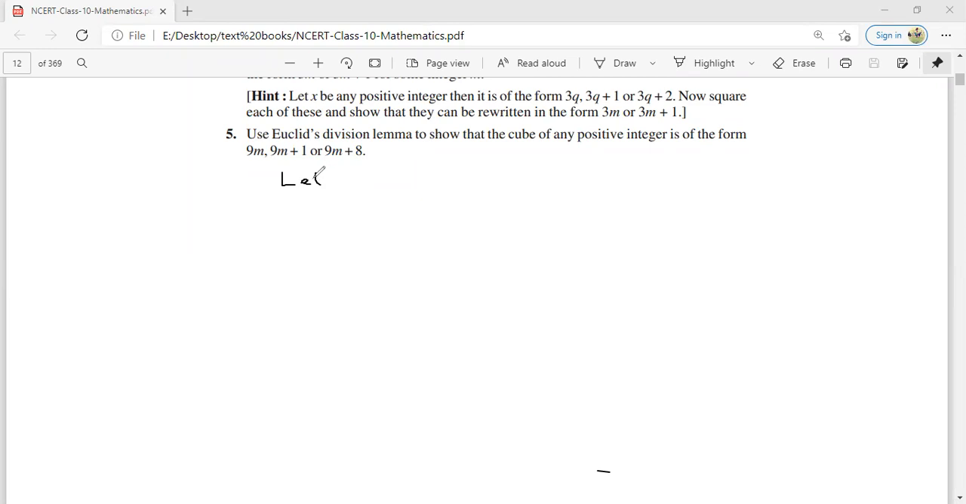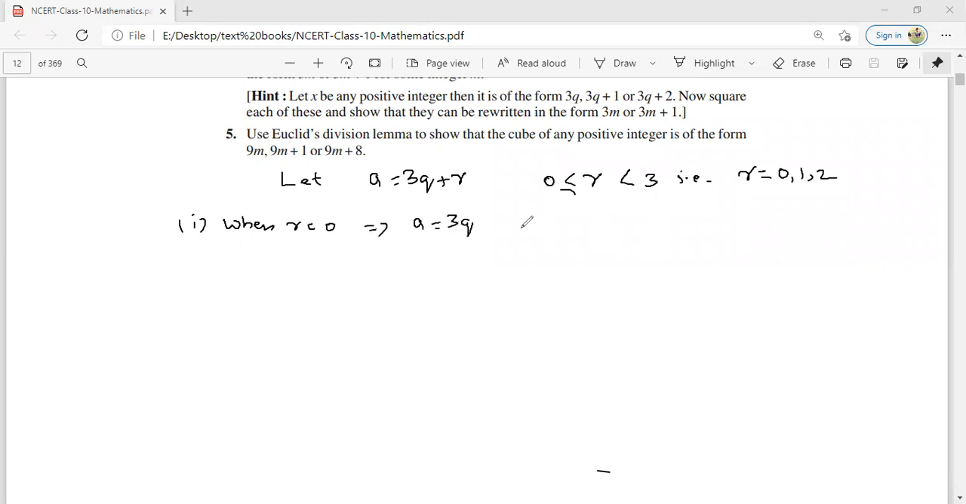Question number 5. Let A is equal to 3Q plus R. Here we will take 3Q plus R, not 9. And R, this you have to remember, R varies from 0 to less than 3. Then it is 0, 1 and 2. R will be equal to 0, 1 and 2. The first condition, when R is equal to 0, A will be equal to 3Q.